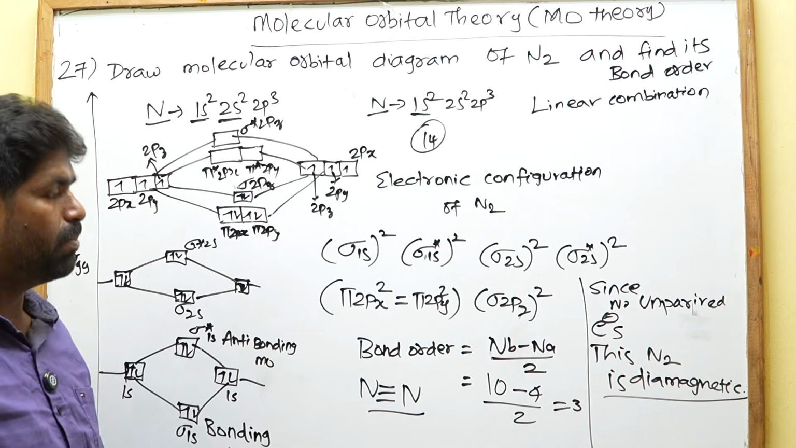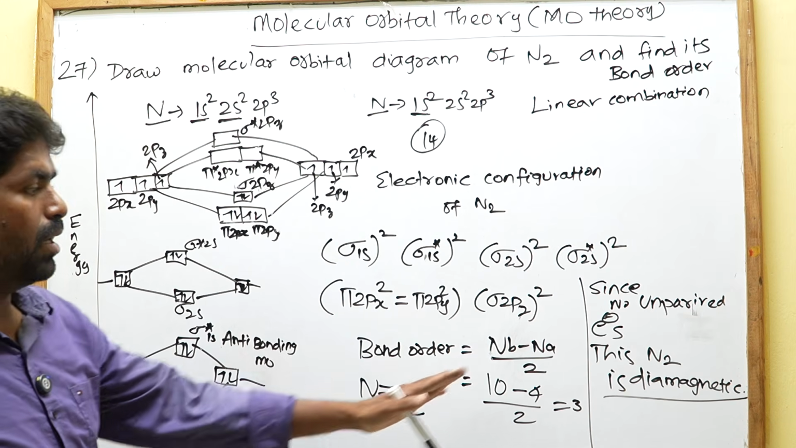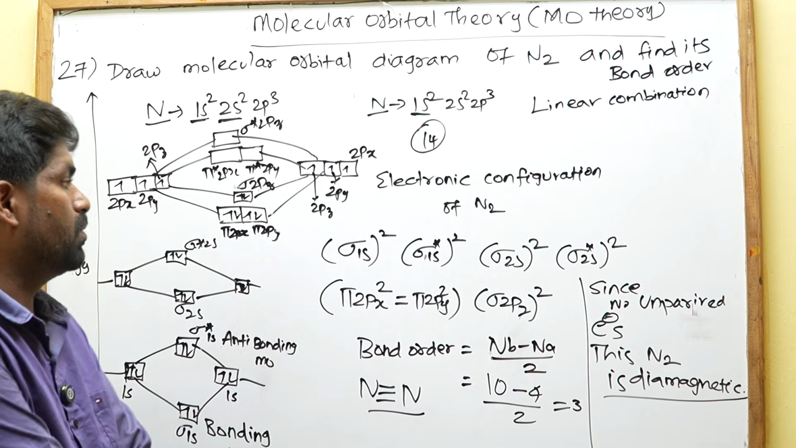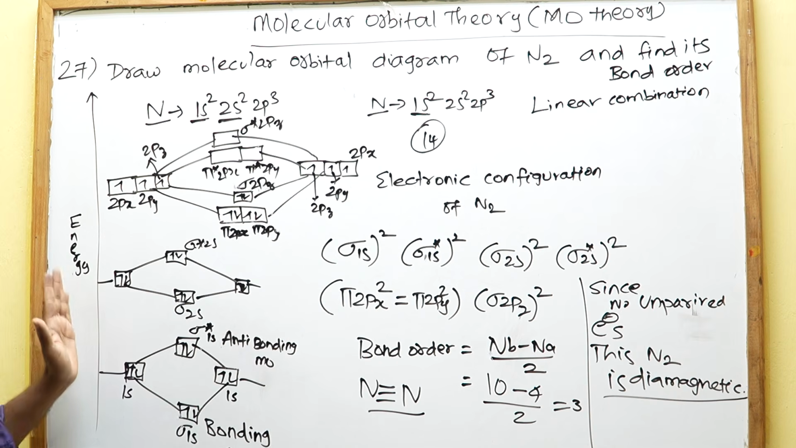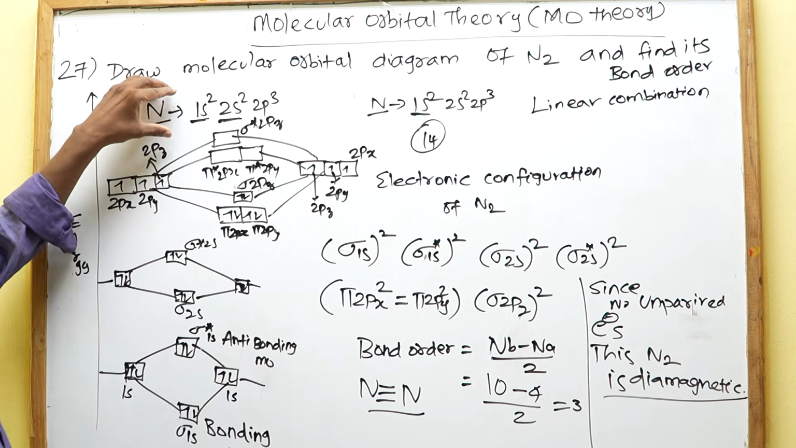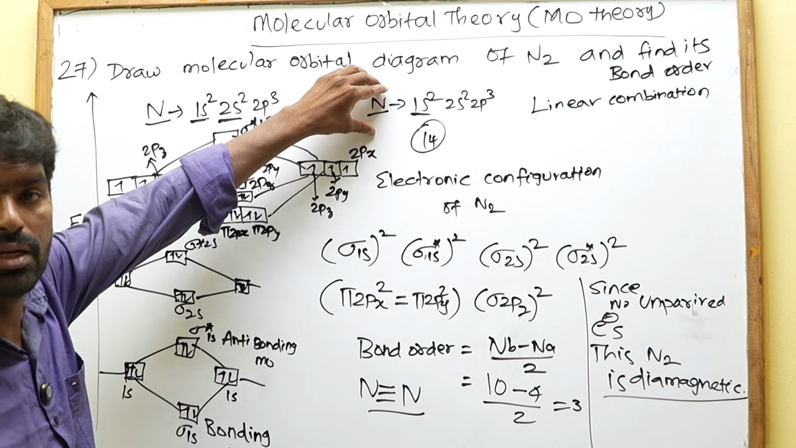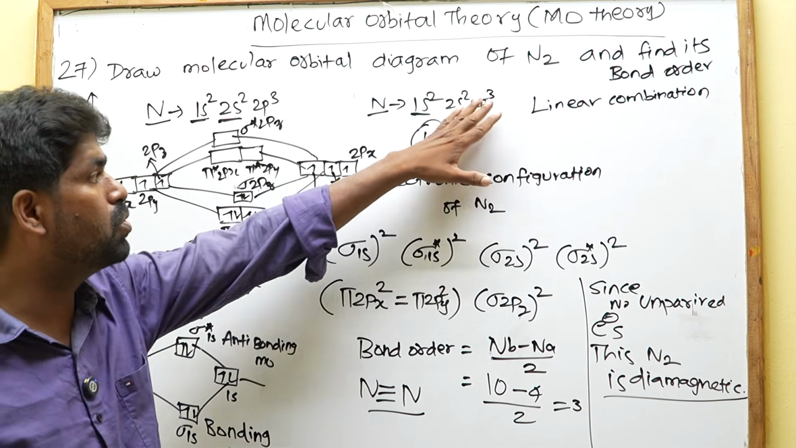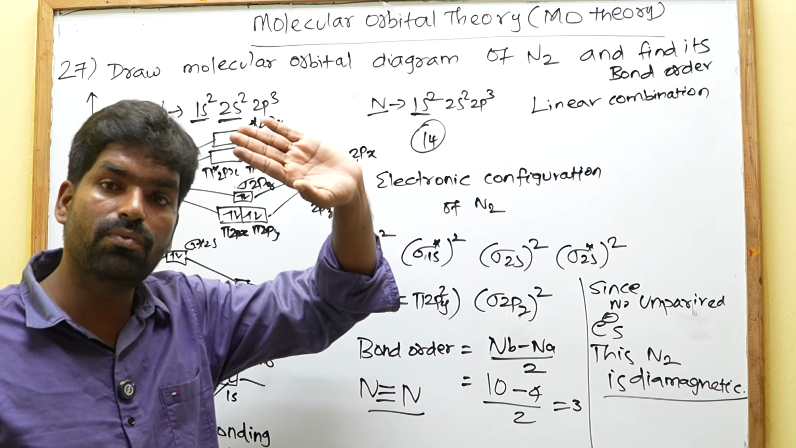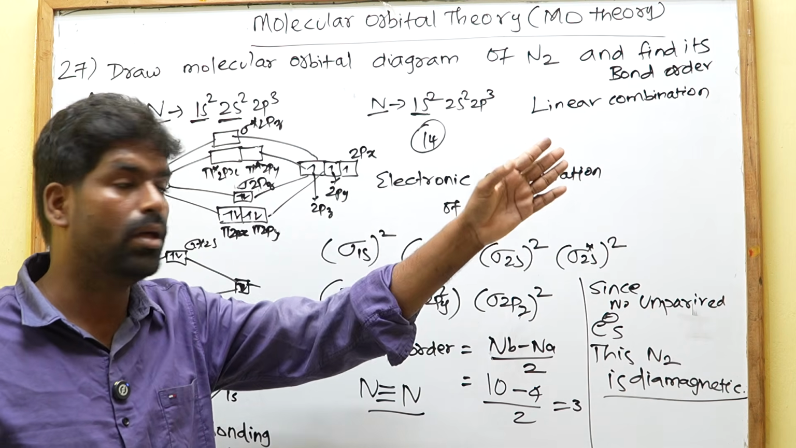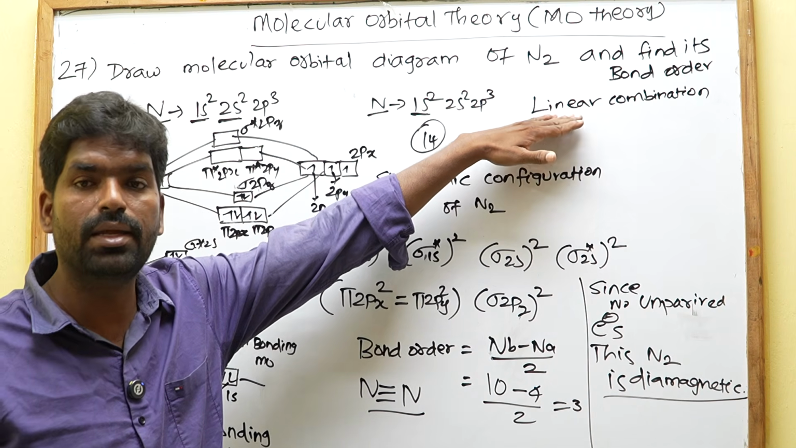Okay, let me summarize how we have to start, calculate the bond order and predict the magnetic property of dinitrogen. First, write the electronic configuration. Don't forget to write the energy scale on the left. Write the electronic configuration of the first nitrogen and the electronic configuration of the second nitrogen. These two orbitals undergo linear combination. In valence bond theory we used to say overlapping, but here we use the terminology linear combination.